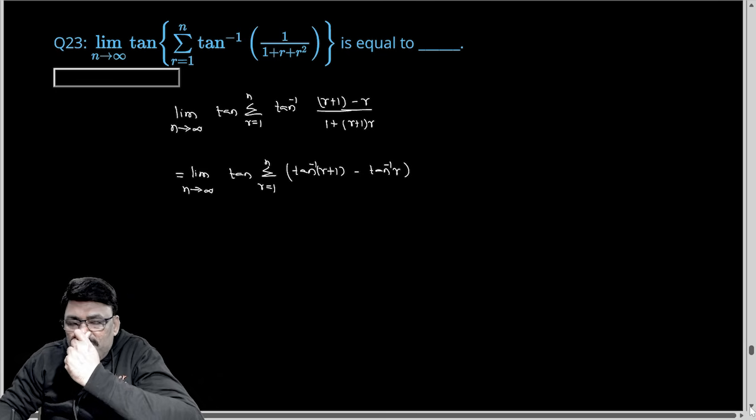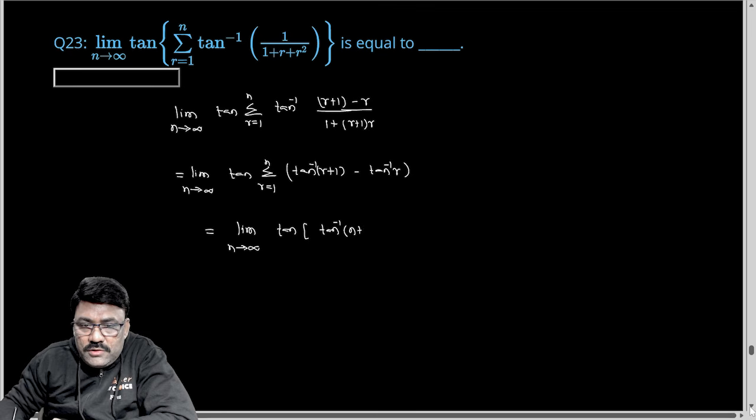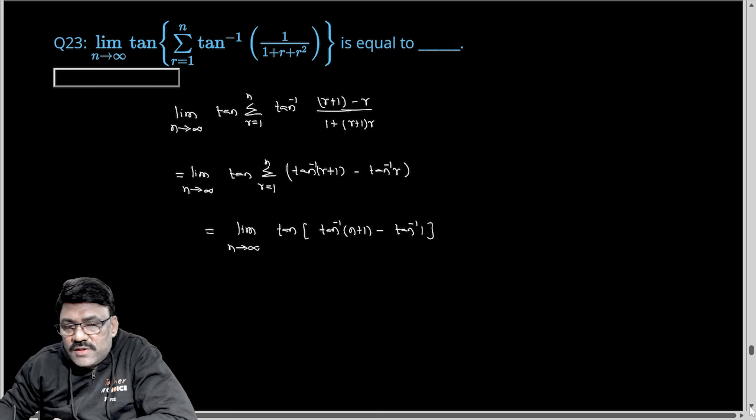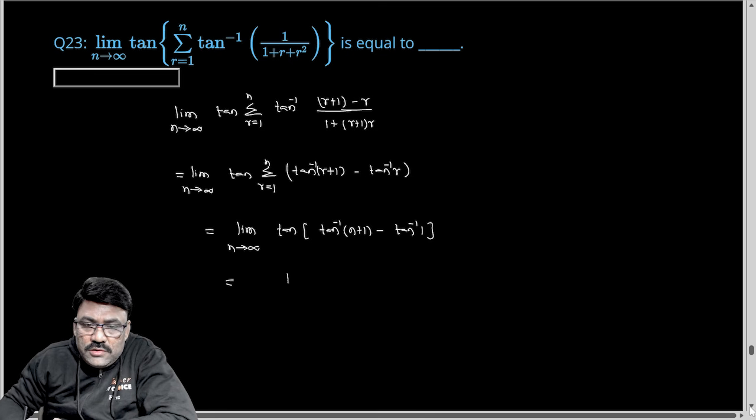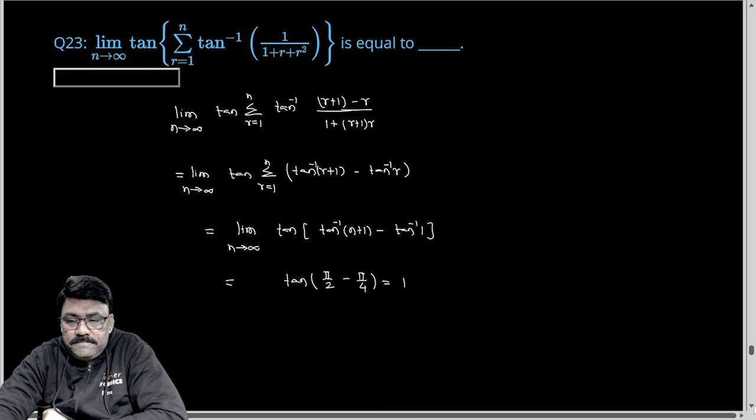Now it is a telescopic series. When you put r equal to 1 to n, all terms get cancelled. Only the first term and the last term remain. All other terms get cancelled. So when you put r equal to 1 to n here, you will get tan of (tan inverse (n plus 1) minus tan inverse 1). Now since n is approaching infinity, this will become tan of (tan inverse infinity is pi by 2, and tan inverse 1 is pi by 4). So finally it is tan pi by 4, which is 1. So 1 is the correct answer here, right?